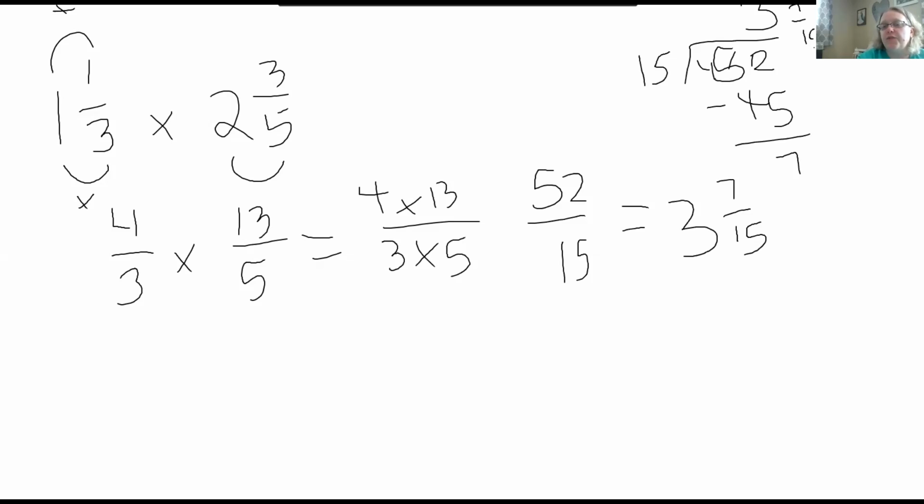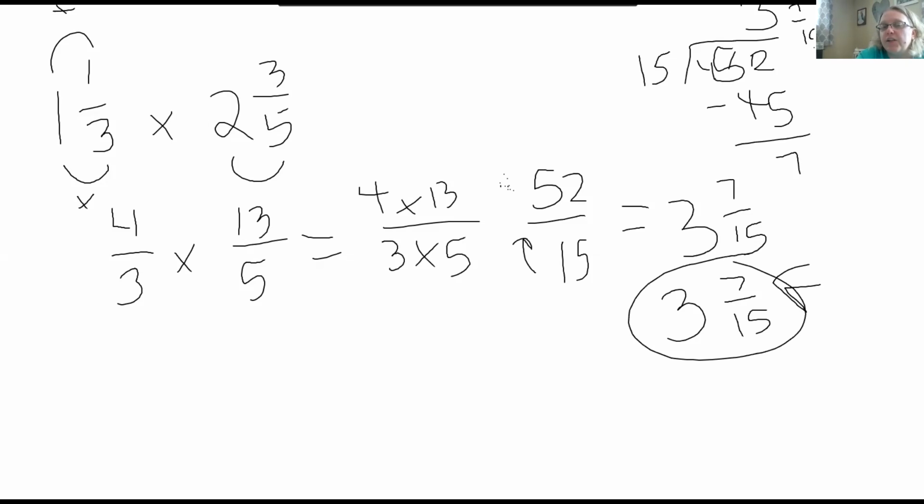The other way to do that is, for those of you that are good with mental math, you can look at how many times 15 will go into 52, count by 15s, you know that that's 3, and you end up getting a total of 45. Take 45 away from that 52, and that gave you that 7 and then 15ths. And then of course, again, the last thing you're going to want to do is look to see if 7/15 is simplified. They do not share a common factor, so 3 7/15 is your final answer. So multiplying a mixed number by a mixed number does involve a little extra work, but it's still pretty easy.